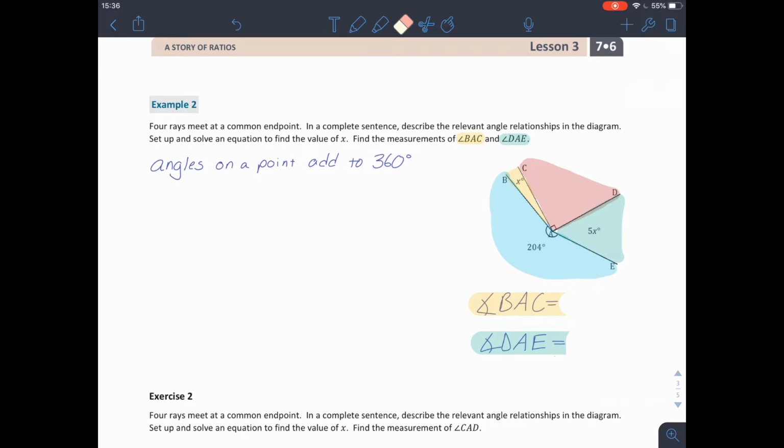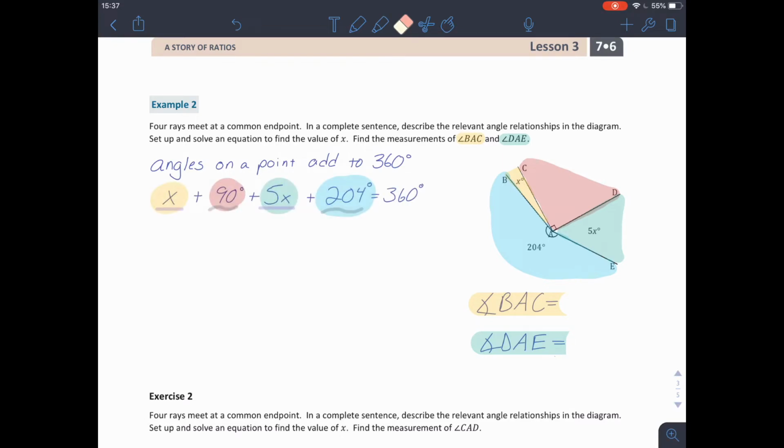And here I have either a number or a variable or some other term for every single angle. I don't have any X shapes for vertical angles, and I don't seem to have any pairs of rays that make a straight line for angles on a line. I do have a 90-degree angle, but there's no angles inside of it to add up to that 90. So it looks like I'm looking at angles on a point here. And since these angles are all on a point, they're going to add up to 360. So in order to write my equation, I just take the values of each of my angles and add them up and set them equal to 360.